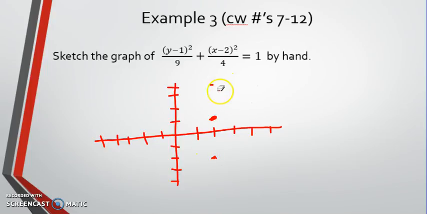Okay, well, how far does it go in the x direction? The number underneath x is a 4. So the square root of that is 2, which means my b value is 2. So in the x direction, I need to go left 2 and right 2 from the center.